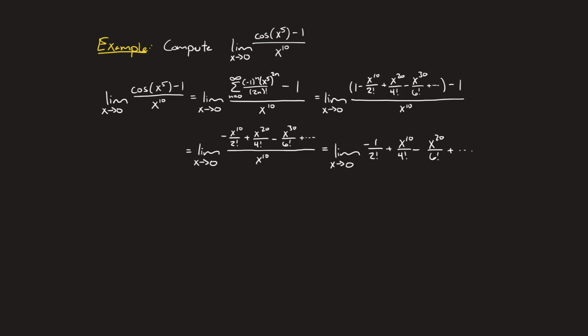And now we want to take the limit as x goes to 0. The key here is that all of the terms, except for the first term, have x's in them. Therefore, when we take the limit as x goes to 0, all of these terms go away, and we'll be left with just the first term, which is minus a half.